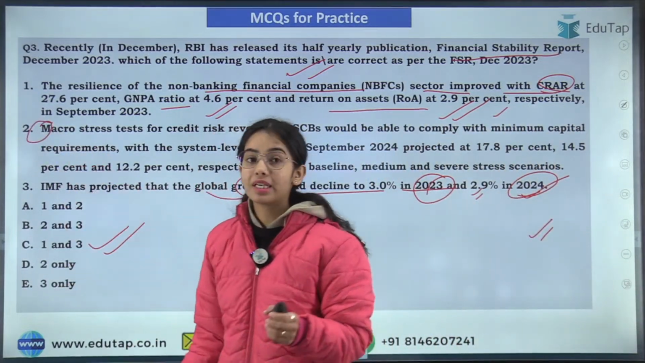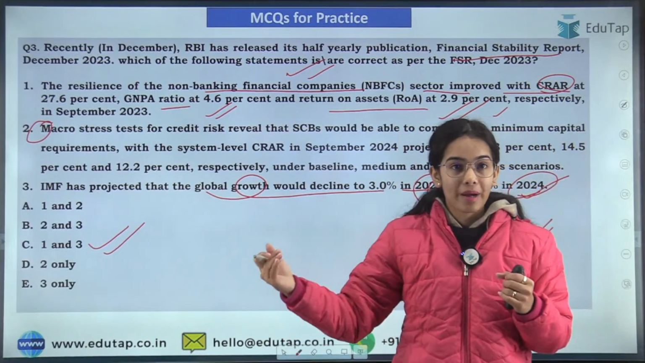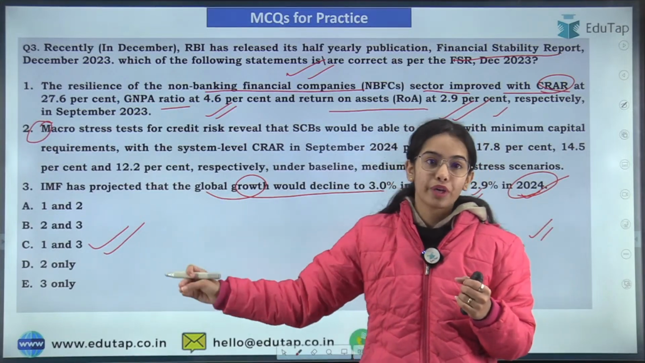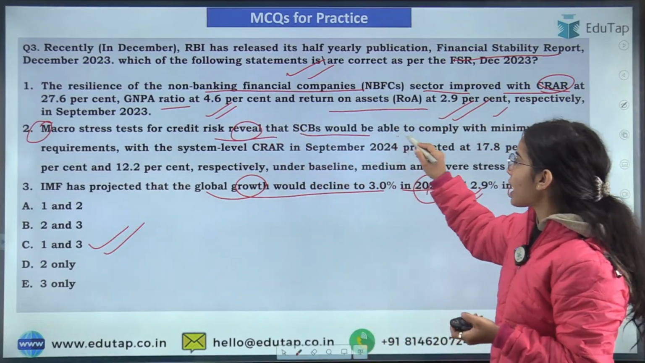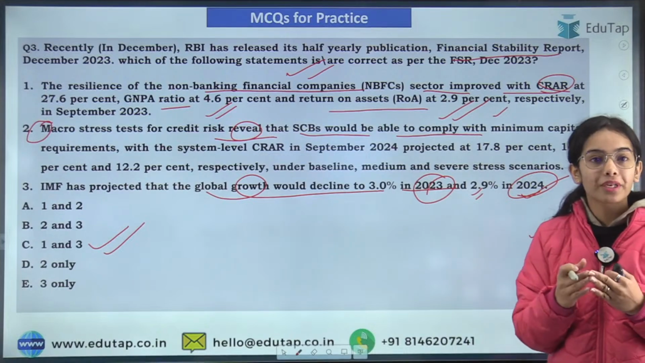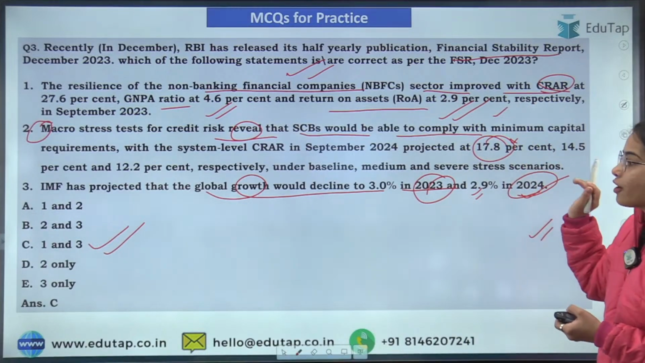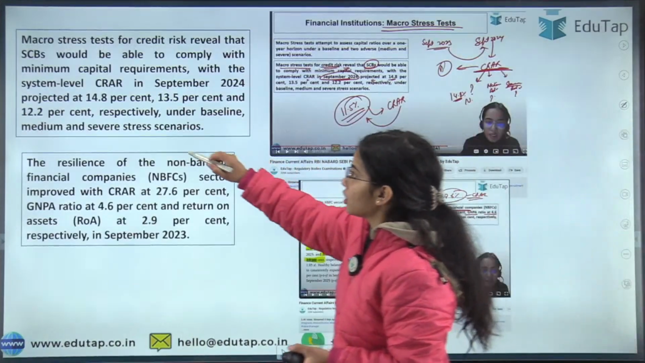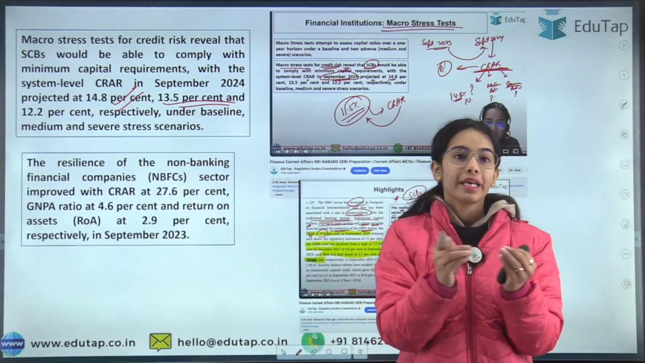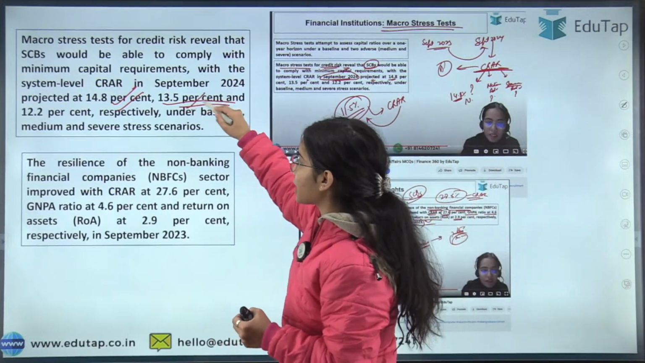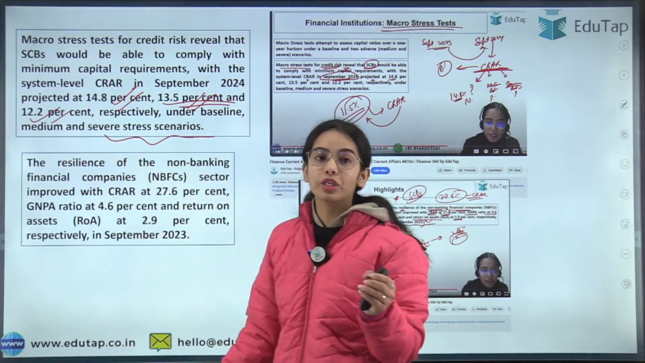The second one is wrong, because the macro stress test shows how much capital will be kept by the banks in the coming year, by September 2024. The macro stress test for credit risk reveals that the scheduled commercial banks would be able to comply with the minimum capital requirement of 11.5%. In the baseline scenario they will be able to keep 14.8% of CRAR. In the medium stress condition, they will be able to keep 13.5% of CRAR, and in the severe stress situation, they will be able to keep 12.2% of CRAR.